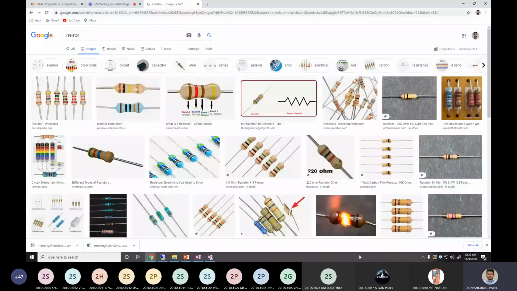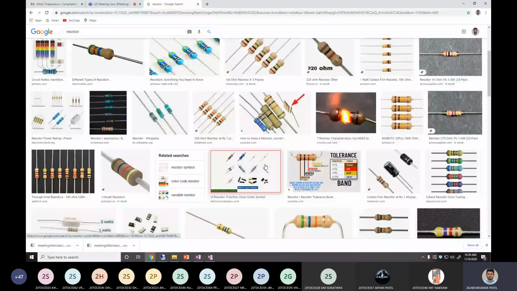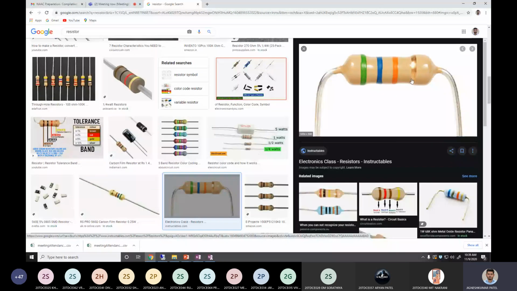Okay, let's take an example of the colors. This one. Is this a 4-band or 5-band resistor? 4-band. So the first two bands are for digits, the third one is for the multiplier, and the last one is the tolerance. Tolerance is golden color, okay, we know that.